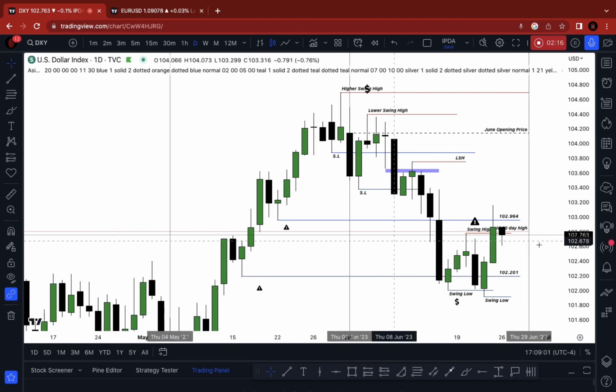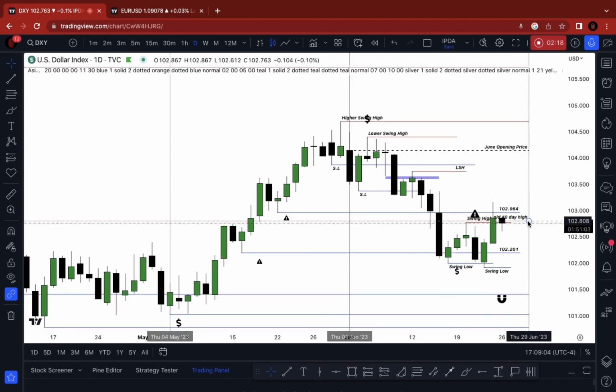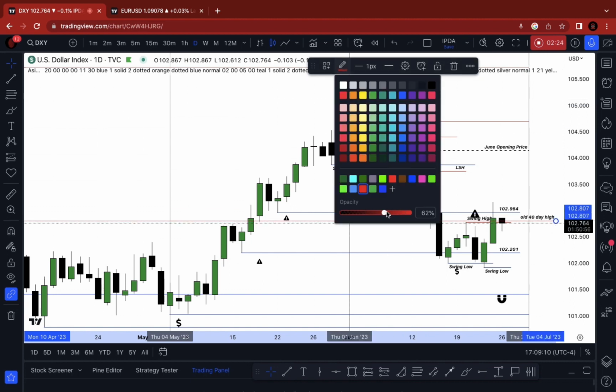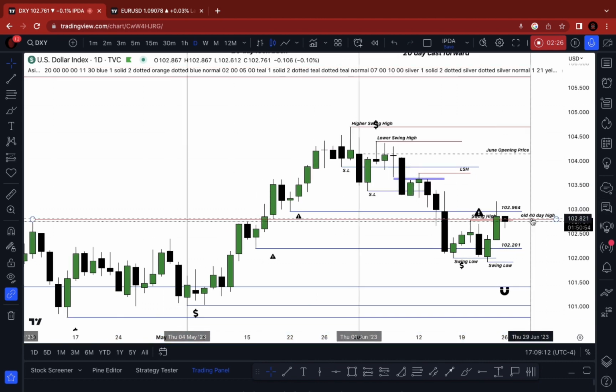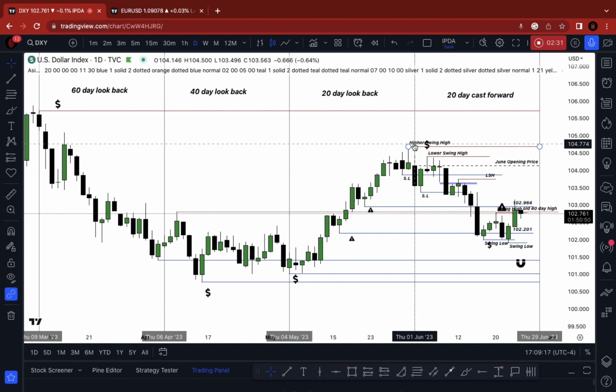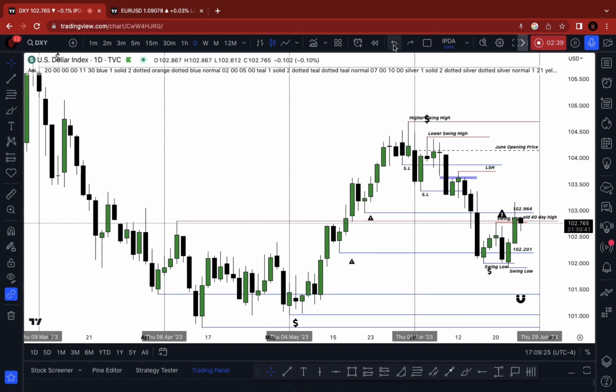It also ran back into that old 40-day IPDA high. You can see here. I'll make it a little brighter so we can see. That's that old 40-day high. Let me zoom out. You can see it here from the IPDA range right there. Looking back 40 days, that's the highest high. Go across to the right, you can see how price is trading around it again. So that is currently what I'm looking at.